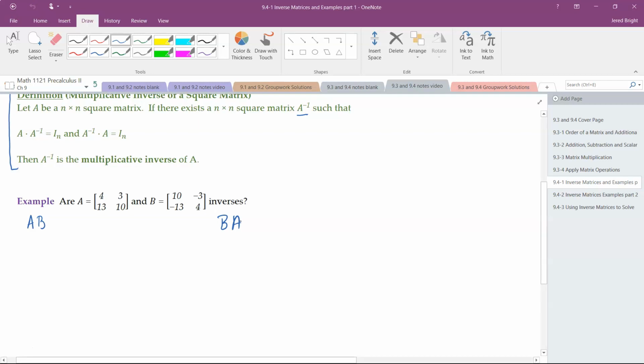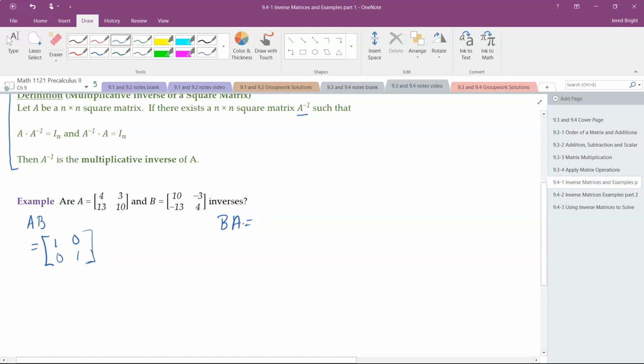Okay, so if we do the matrix multiplication of AB, again I'm doing row times column and then moving on from there. So I get 40 minus 39, that's 1. Then moving on to the second column, -12 plus 12 is 0. This is boding well. And then sure enough, you get 0 and 1 out. So this is looking good, but I do need to check the other order as well.